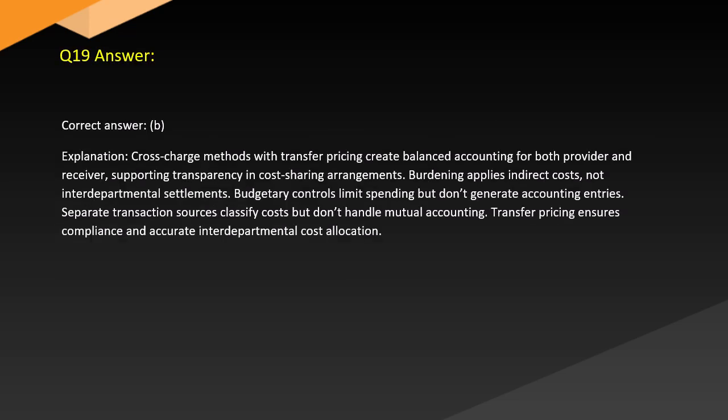Answer. Correct answer: B. Explanation. Cross-charge methods with transfer pricing create balanced accounting for both provider and receiver, supporting transparency in cost-sharing arrangements. Burdening applies indirect costs, not interdepartmental settlements. Budgetary controls limit spending but don't generate accounting entries. Separate transaction sources classify costs but don't handle mutual accounting. Transfer pricing ensures compliance and interdepartmental cost allocation.